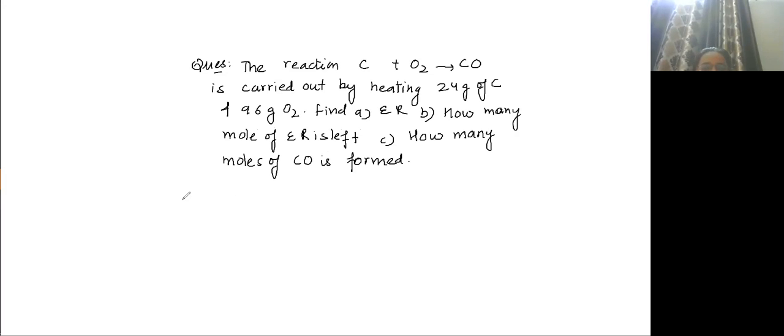So the equation is given: carbon plus oxygen gives carbon monoxide. First thing you need to do is balance this equation. It becomes 2 carbon, 2 CO. Now weights are given. If weight is given, how will you find out? Very good. Now don't give me LR and ER. Tell me all three parts at one time. Try to solve A, B and C and give me the answer at one time. Okay, I'm giving you 2 minutes. Try to do this.